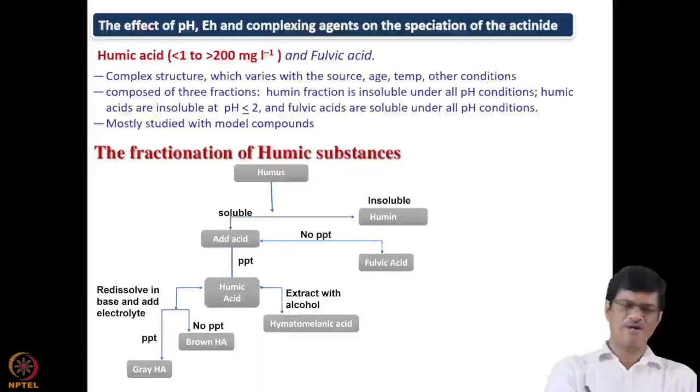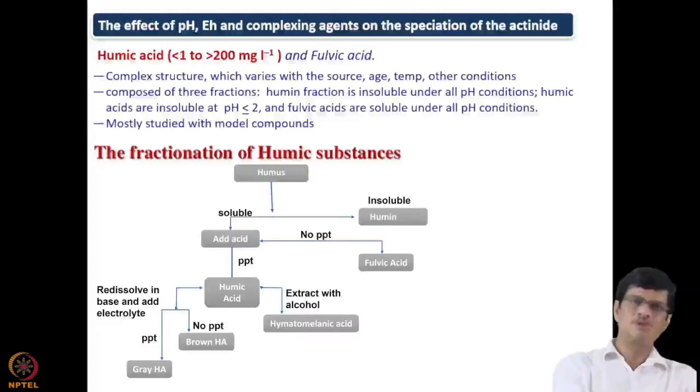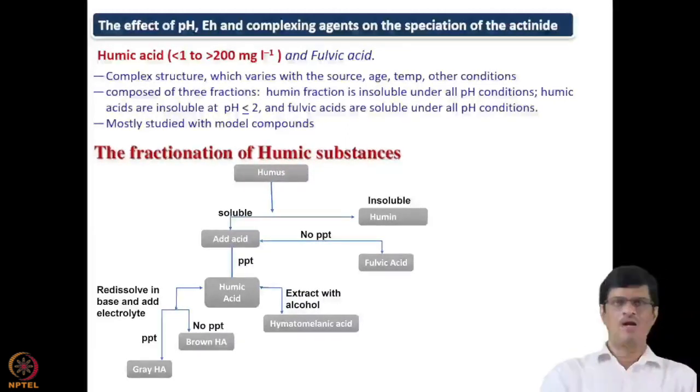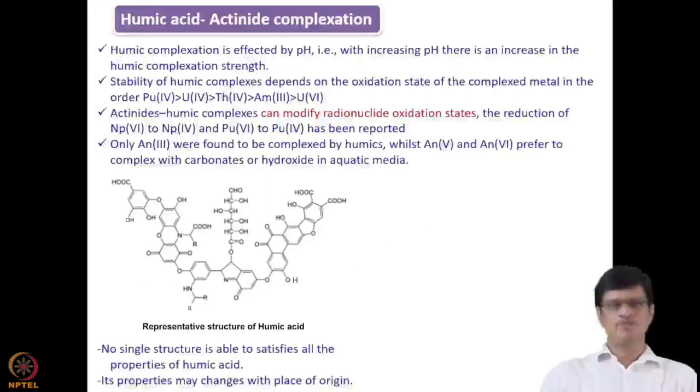Here I have shown a schematic of how the humus is first extracted with alkali. What is insoluble is termed the humin, and what is soluble, if treated with acid and precipitated, is termed the humic acid fraction, and what is not precipitated is the fulvic acid. Then you can redissolve the humic acid and add electrolyte again, and you get a precipitation called gray humic acid, and what is not precipitated is called brown humic acid. A representative structure of the humic acid is given here.